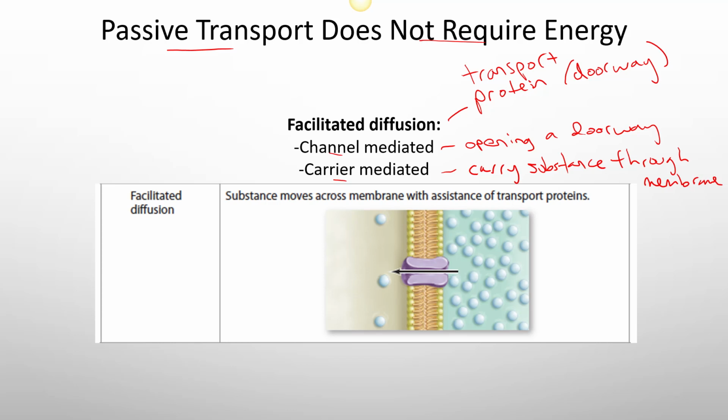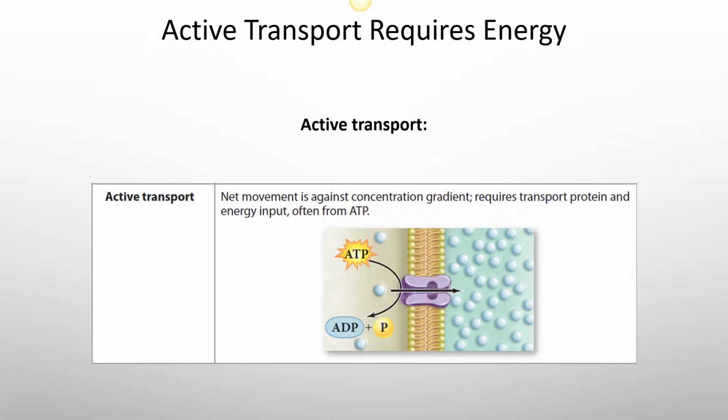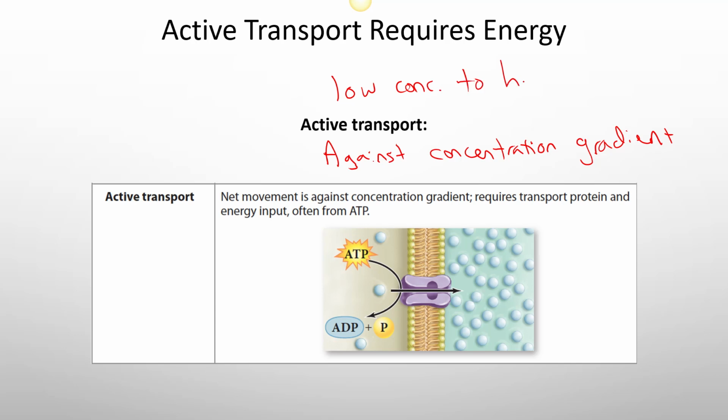So those are the two major types of facilitated diffusion. Either way, they involve a transport protein, and they're still going down their concentration gradient, so it's passive transport. It does not require energy. Now if we go to active transport, it does require energy. It's the movement of substances against their concentration gradient, from an area of low concentration to high.